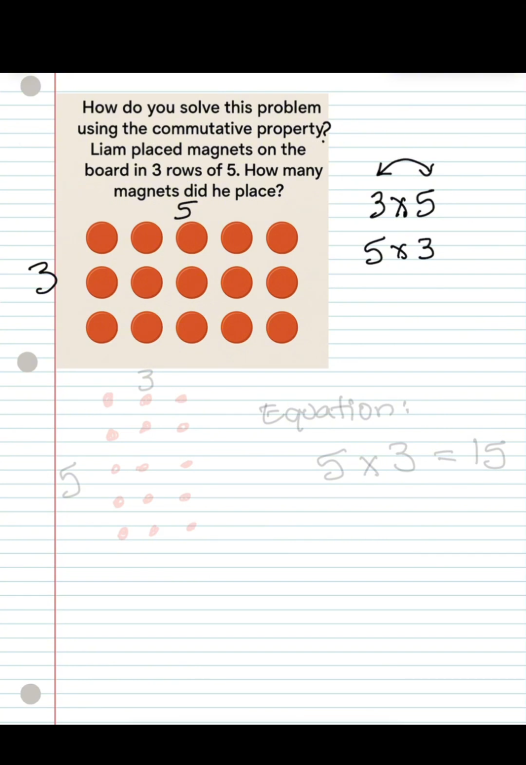Well, that means we need to change our picture. So now we're going to have 5 rows. 1, 2, 3, 4, 5. And we're going to have 3 objects in each row. So you want to redraw the picture, flipping it around. And this now has 5 rows and 3 columns. So our equation becomes 5 times 3 equals 15. And that's how you would solve this problem using the commutative property.